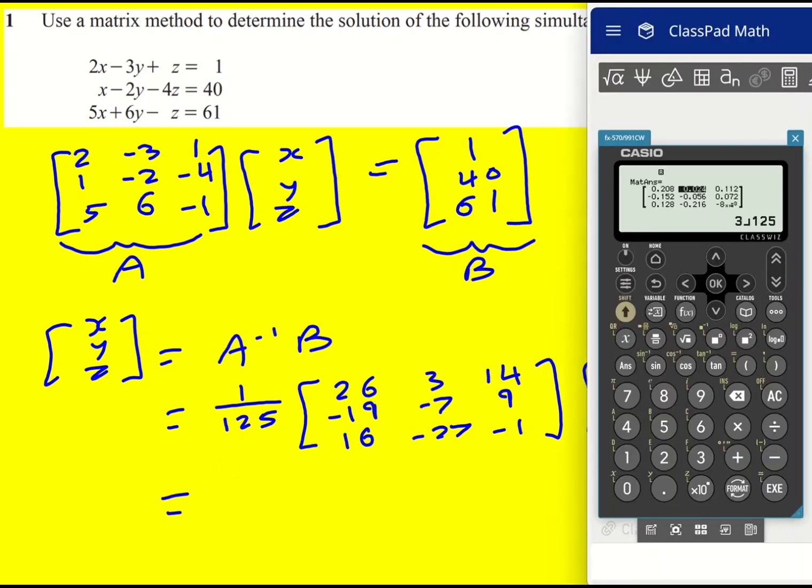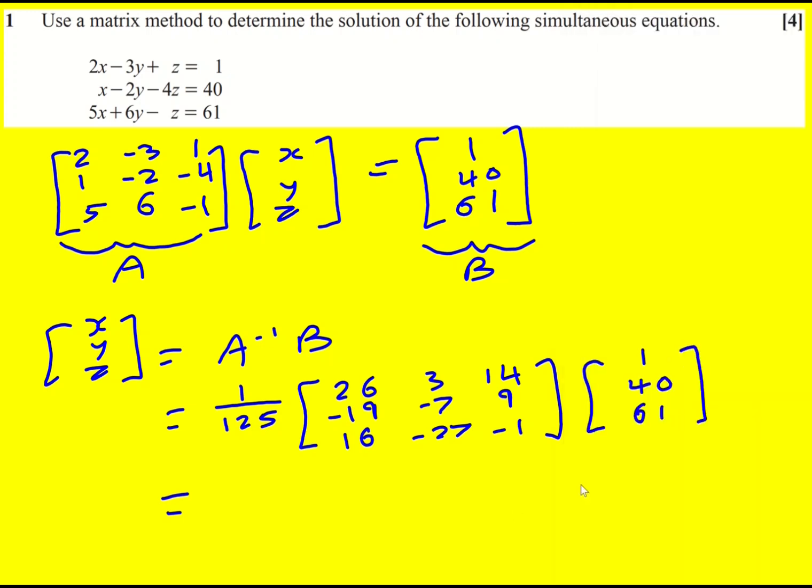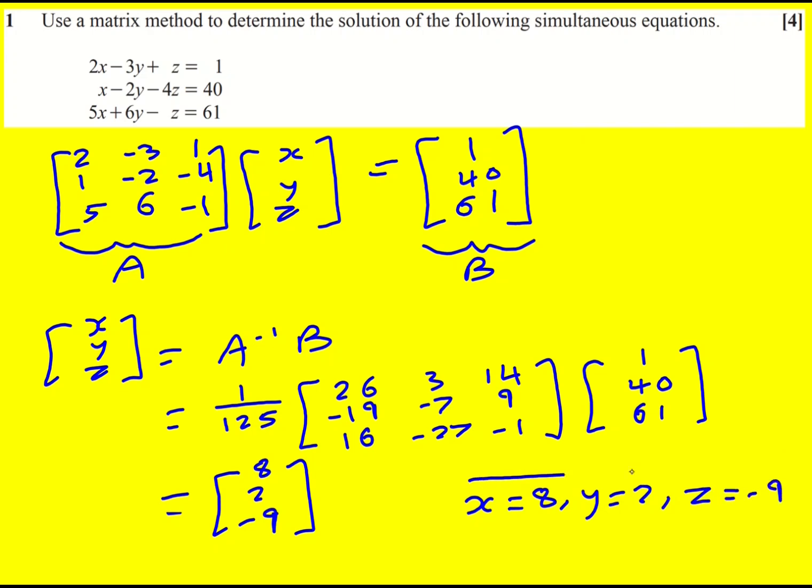Okay, one step away. And that goes back to the beginning, right. And now I'm going to be multiplying by matrix B. And we have it: 8, 2, -9. So just to finish, I'm going to say x equals 8, y equals 2, z equals -9. Well done.